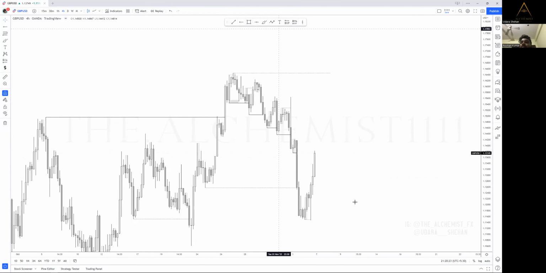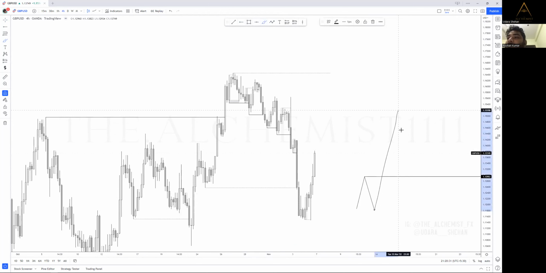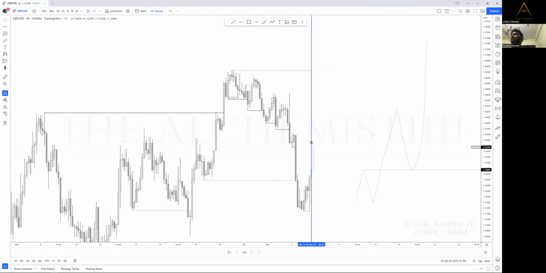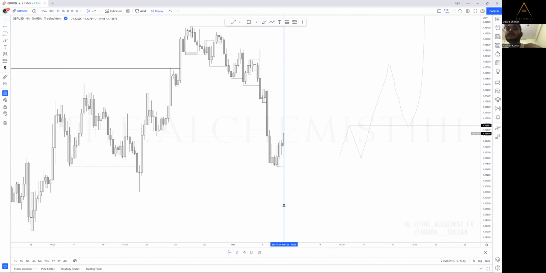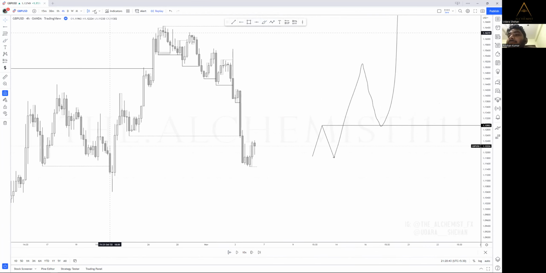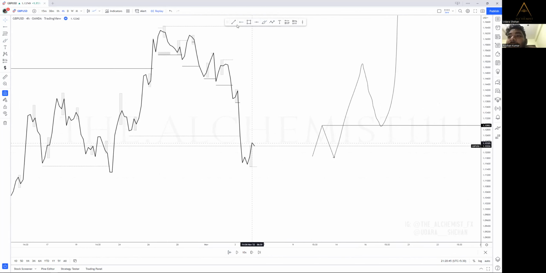Same thing. And once a resistance breaks, what happens? First, it will act as a resistance. Once it breaks, you know what happens? It will turn into a support. Okay, so let me show you an example of that real quick. In here. What is this now? A resistance, right? This will be a resistance.